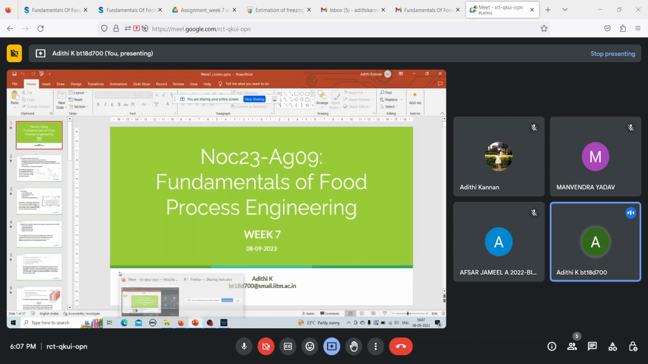So question 11. This is another kind of freezing time calculation, which involves a much more elaborate concept. Calculate the freezing time using FAMS method. Earlier we looked at Planck's method, which is the simpler but inaccurate method. FAMS method is a little more difficult, but it's a more accurate method. Calculate the freezing time using FAMS method for a spherical product.